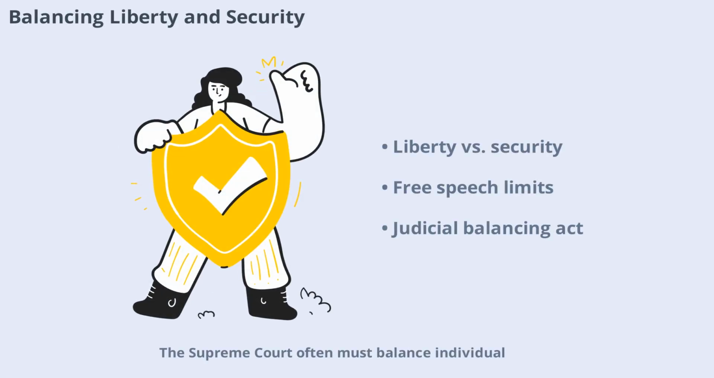The Supreme Court often must balance individual liberty with the needs of national security. Cases like Schenck v. United States demonstrate the difficulty of protecting free speech while ensuring public safety. This tension is a recurring theme in American constitutional law, requiring careful judgment and adaptation to changing circumstances.